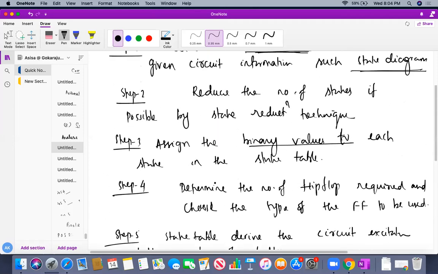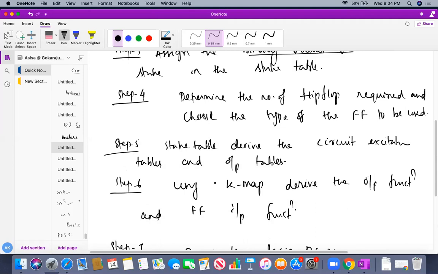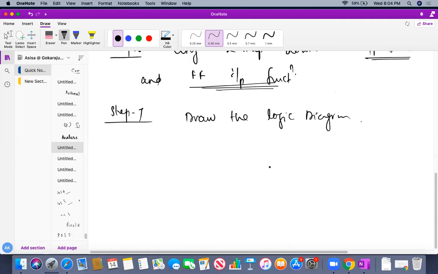First step is you have to obtain the state table from the state diagram, then try to reduce the number of states, then assign the binary values to the states, determine the number of flip-flops required and the type of flip-flop. Then from the state table derive the circuit excitation table and the output table, then using KMF derive the output function, because there is an output table. From this output table derive the output function, and from the circuit excitation table derive the flip-flop input function. Then finally draw the logic diagram. Okay, so we'll do one problem so that you can have a better idea.